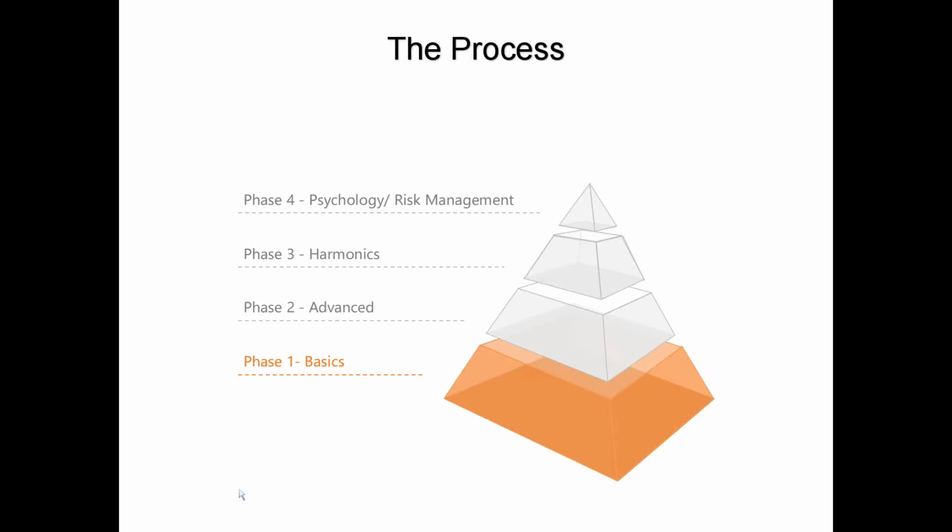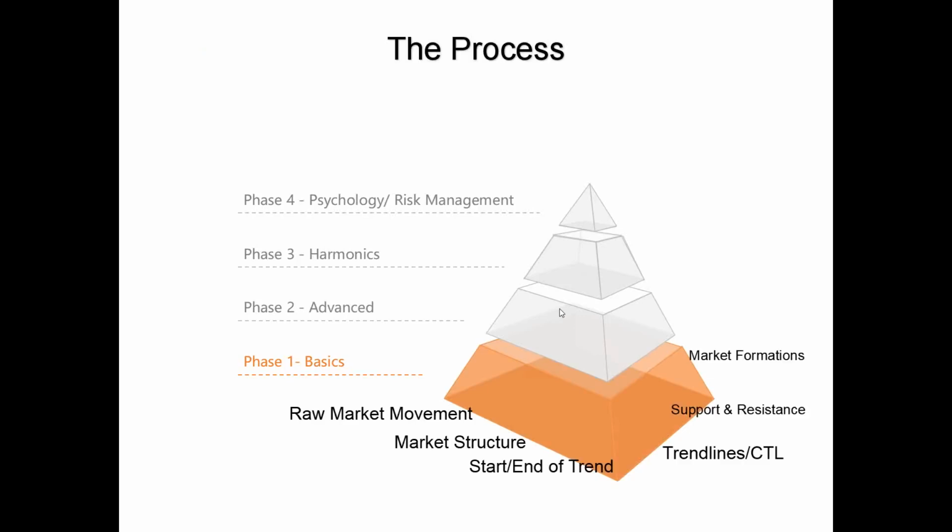Now, the basics. The basics are going to consist of, you guys already know them, so write them down. Raw market movement, market structure. The retests, when it breaks and retests. The start and end of trends, so spotting when a trend is ending, and then when it's reversing. You need to know that and study that. Trend lines and counter trend lines. Okay, write this down. Support and resistance and market formations.